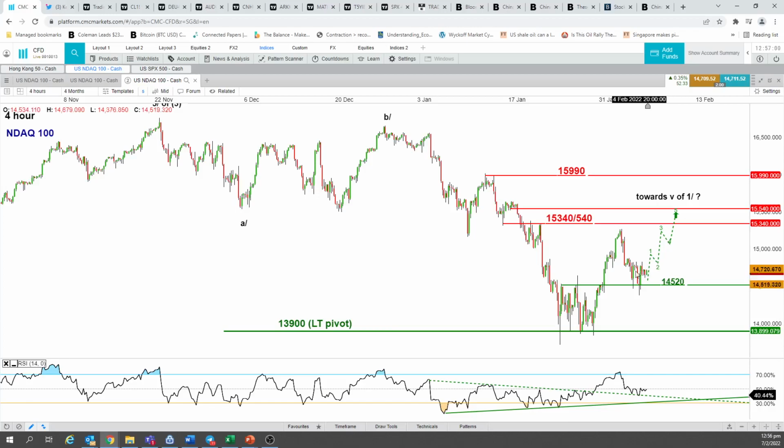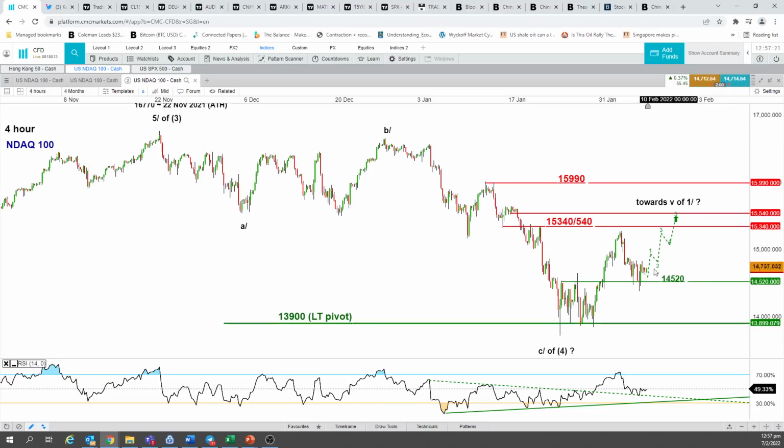So 14,520 is indeed a key short-term support level, always an intermediate support. But given that the volatility is very high, I do not want to squeeze 14,520 as my weekly support. So I'll still use 13,900 as my weekly support, which is the long-term pivotal support. All right. So 14,520 is my intermediate support for this week. So what I'm going to do over here is still no change.